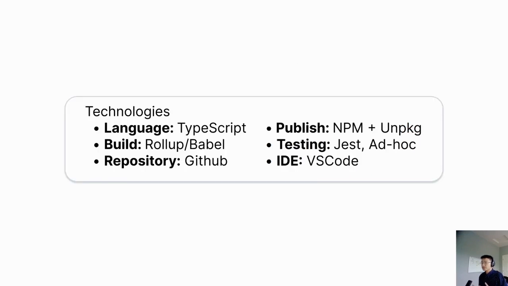I wrote my codebase in TypeScript and built it with Rollup and Babel. I host my codebase on GitHub and publish it through NPM and Unpkg. For testing, I use Jest and ad hoc testing on the side, and I wrote all this in VS Code.